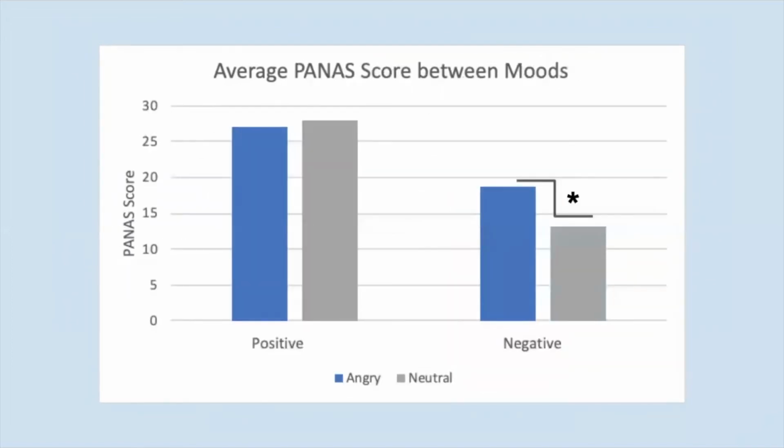This graph shows our average scores from the PANAS between the moods. This shows that our mood induction did work. We did not find a difference in the positive feelings, but there was a significant difference in negative feelings between the angry and neutral conditions.